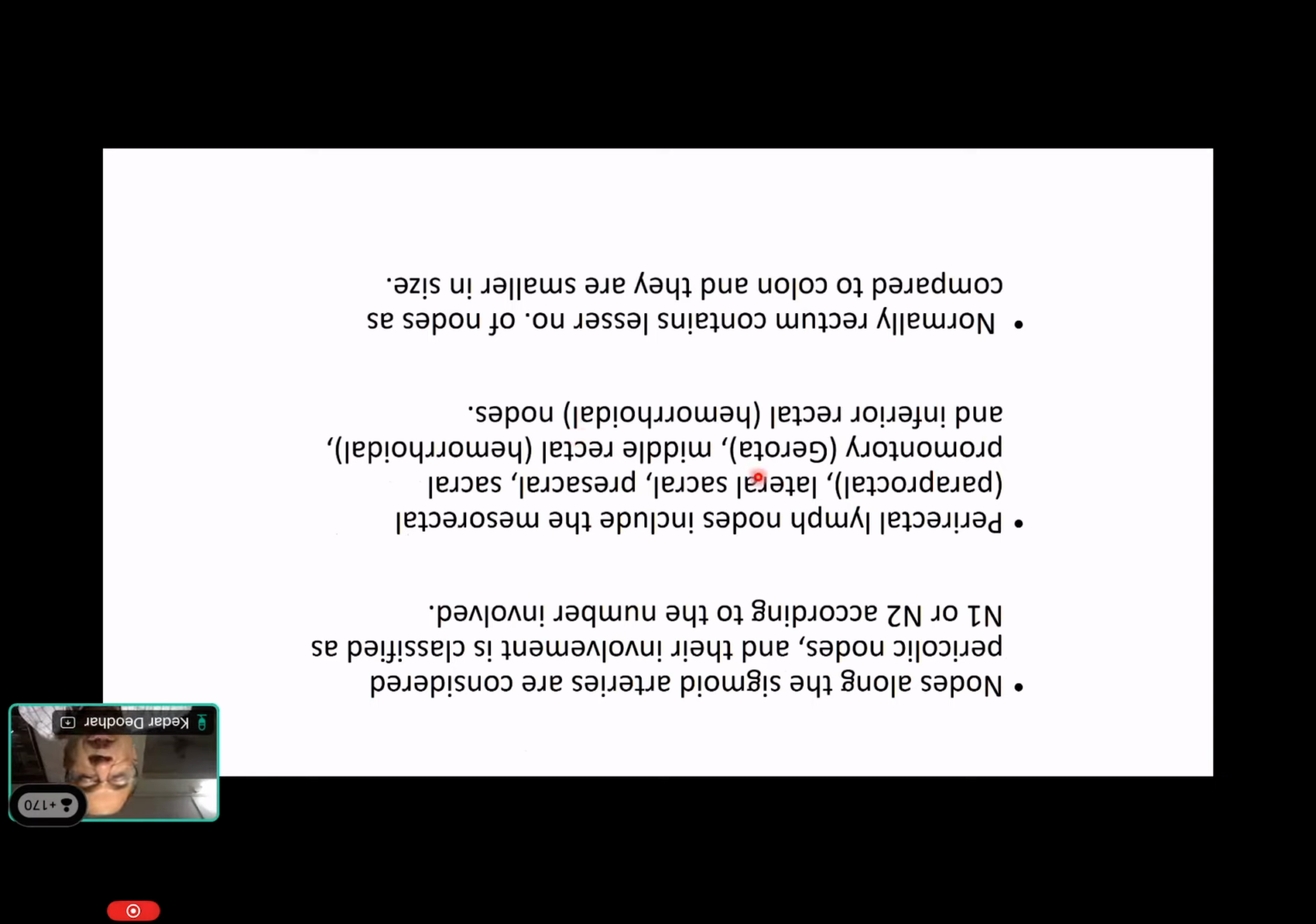So perirectal lymph nodes include lateral, sacral, presacral, promontory, and middle rectal. Normally, rectum contains a lesser number of nodes in the perirectal fat as compared to the colon. So colon will typically have more nodes. So how many nodes to submit? Submission of all the nodes is required in a cancer specimen, be it rectum or colon.